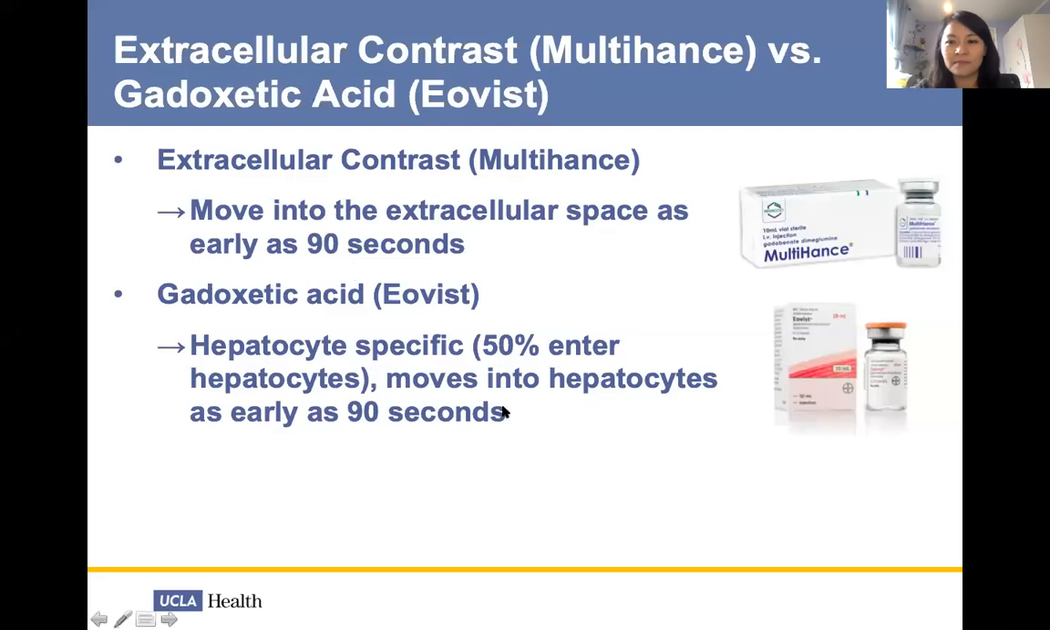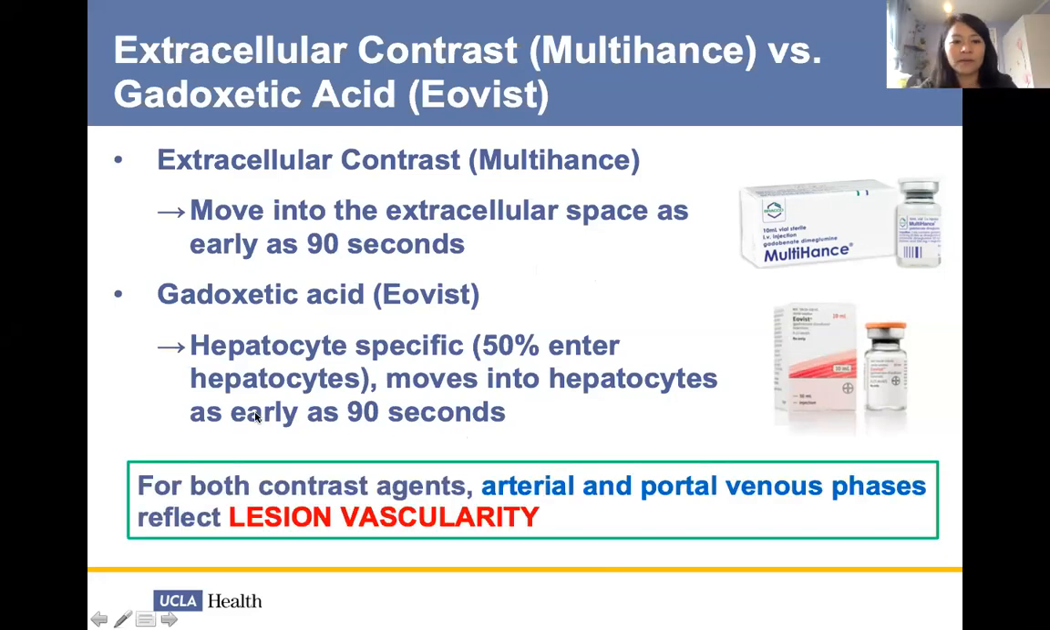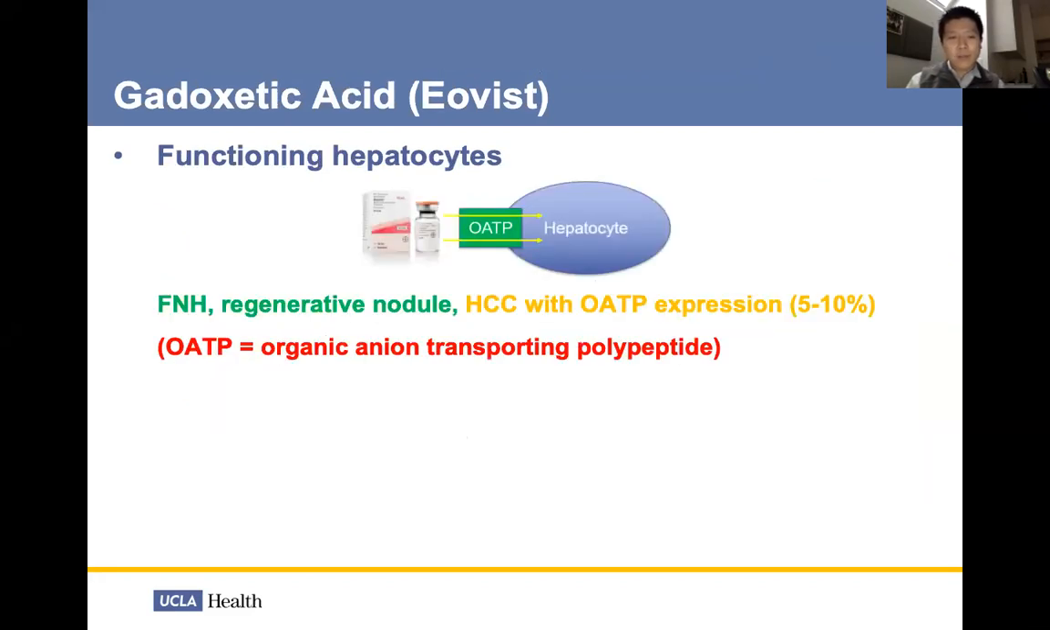Okay, so just to kind of review a few slides before we get into the cases. The extracellular contrast moves into the extracellular space as early as 90 seconds, and Eovist enters the hepatocytes as early as 90 seconds. But early on, can you see this? Both arterial and the portal venous phases are equivalent for both extracellular and hepatocyte-specific contrast.